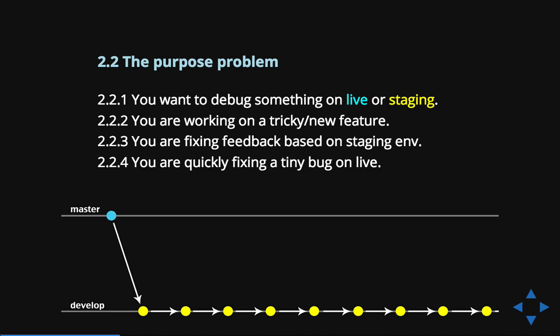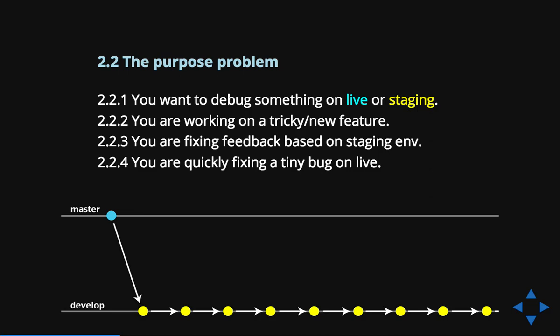The second main problem is the purpose problem, or that's the name I'm giving it again. The purpose problem is divided into 4 parts. Why? Because when we are working on a project as a developer, we have a couple of things that we should be doing. Sometimes we should debug something on the live or on staging. Sometimes we're working on an entirely new feature, something tricky, something that will break the site when working on it. Because you haven't done it before, or it is a really big feature, or whatever.